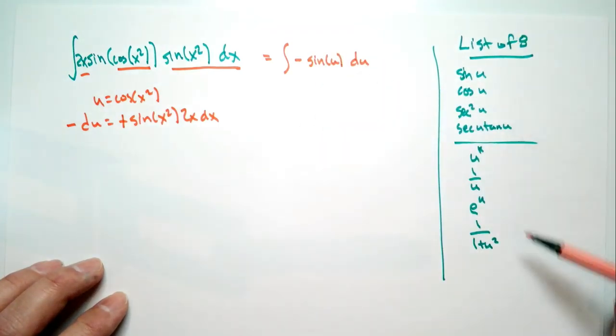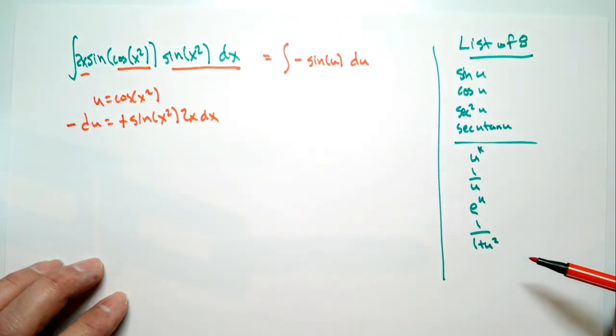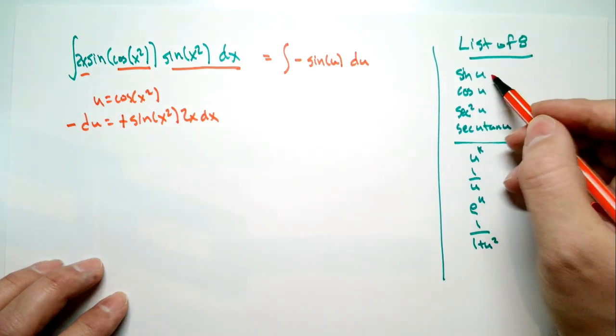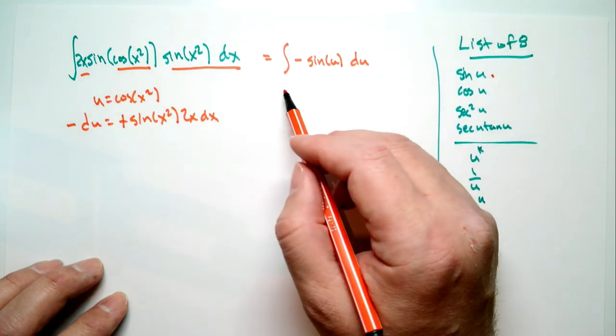Well, now are we to our list of eight? Yeah, sine's on our list. So we can integrate that. What's the integral of negative sine?